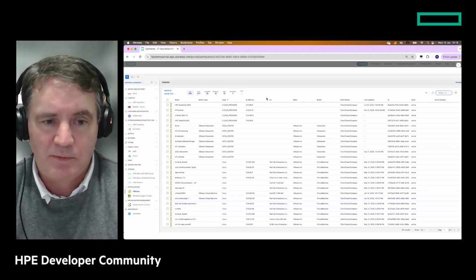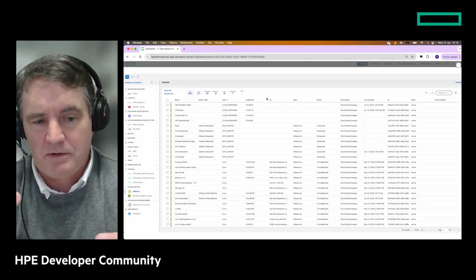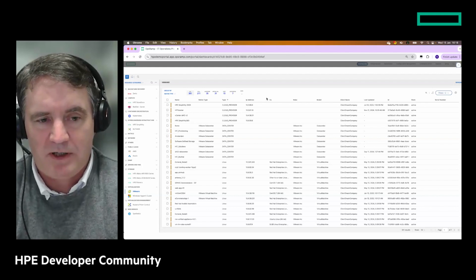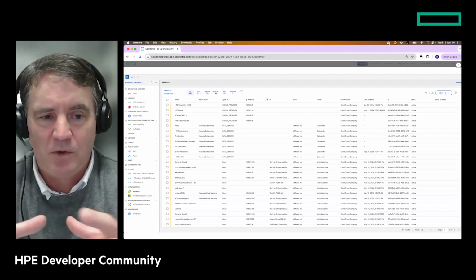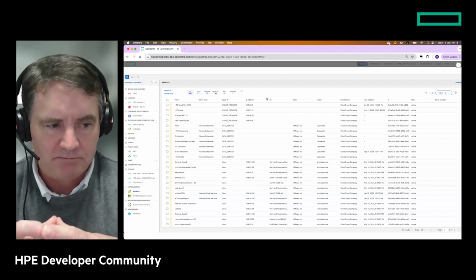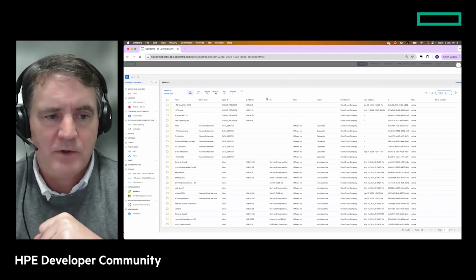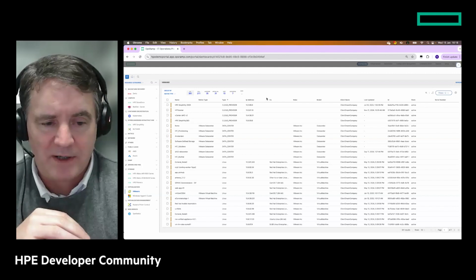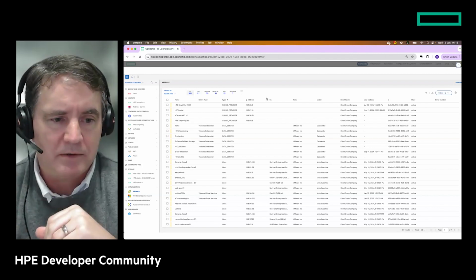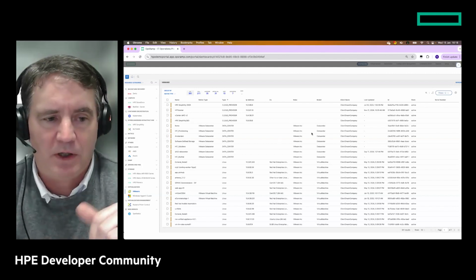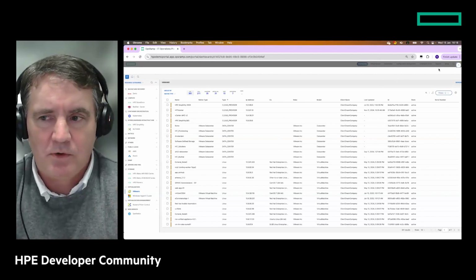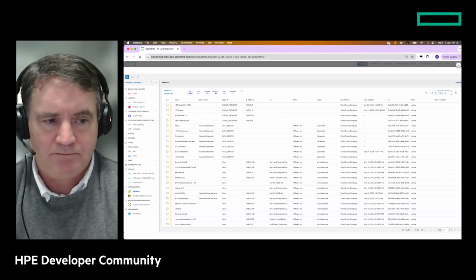Obviously, we were acquired by HPE 2 years ago, or nearly 2 years ago. And what you're seeing on the screen here is a single view into your hybrid infrastructure. So everything from end user experience using what we call synthetic monitoring, all the way down to bare metal hardware monitoring and everything in between.